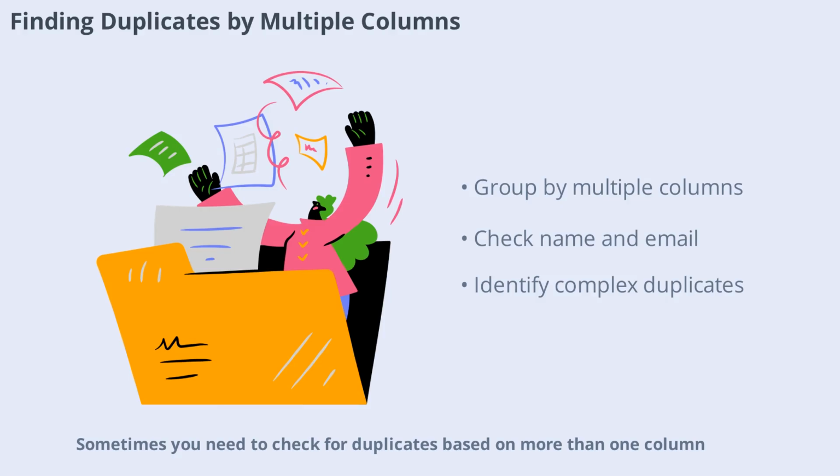Sometimes you need to check for duplicates based on more than one column. For example, you might want to find records where both the name and email are repeated. In this case, you group by both columns. SELECT name, email, COUNT(*) AS count FROM employees GROUP BY name, email HAVING COUNT(*) > 1. This approach is valuable when a single column isn't enough to define uniqueness, which is common in complex databases.